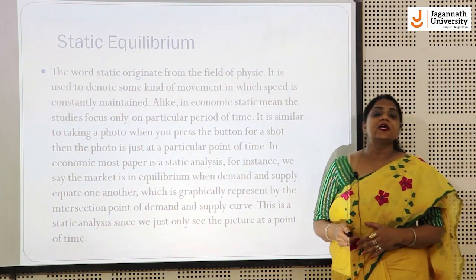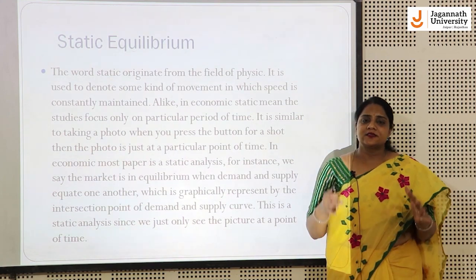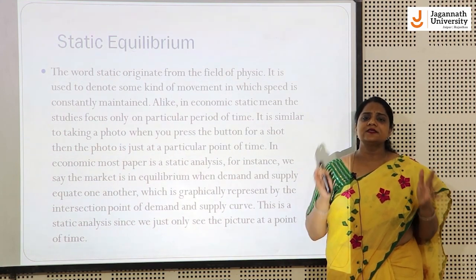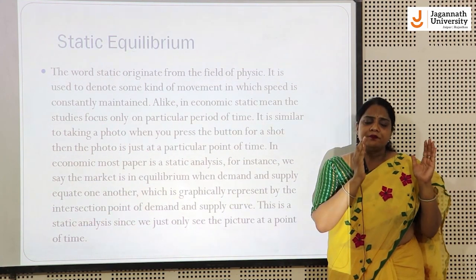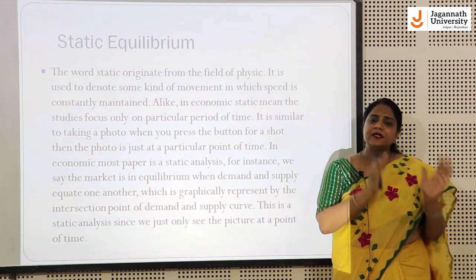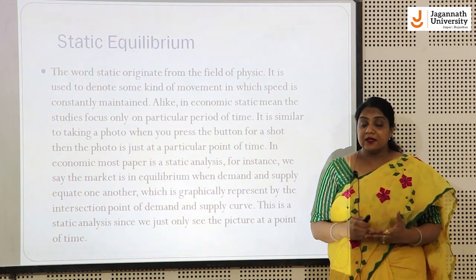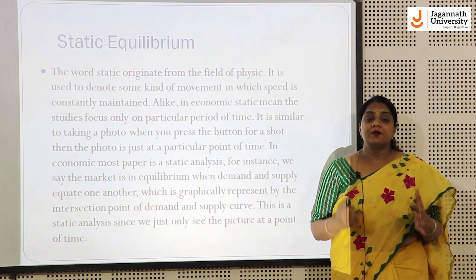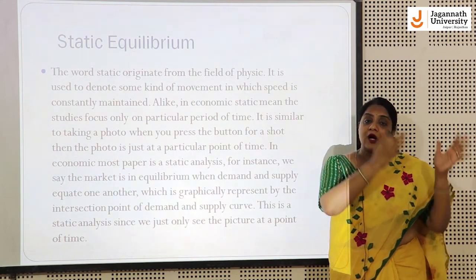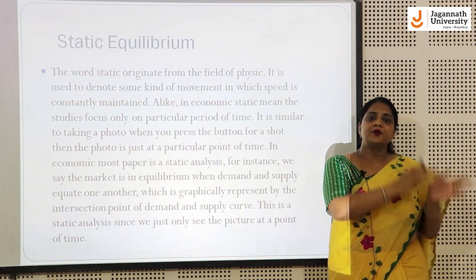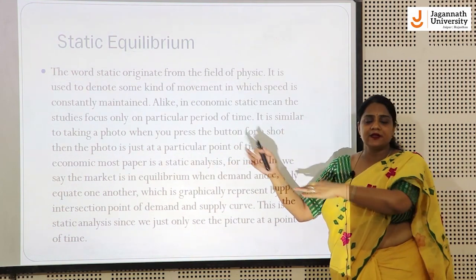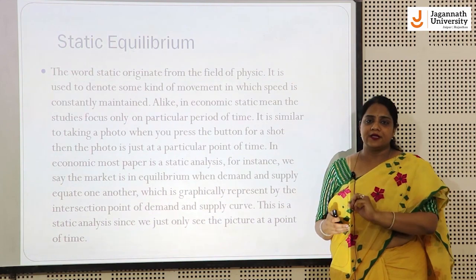Then there is static and dynamic equilibrium analysis. Static means if you are analyzing the equilibrium at a particular period of time or a particular point of time, it is called as static equilibrium analysis. And if you are analyzing the equilibrium over a period of time, how the equilibrium is changing from one period to another period to another period, then it is called as dynamic equilibrium analysis.